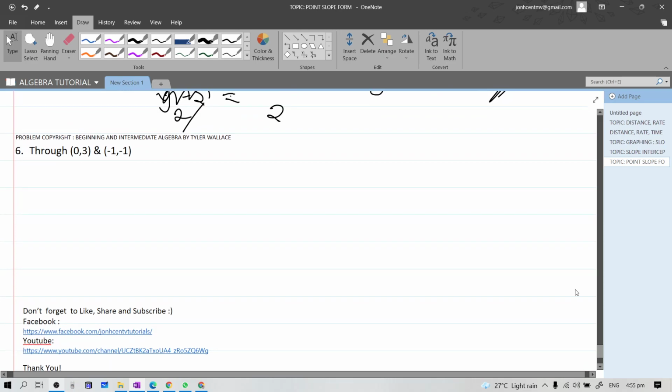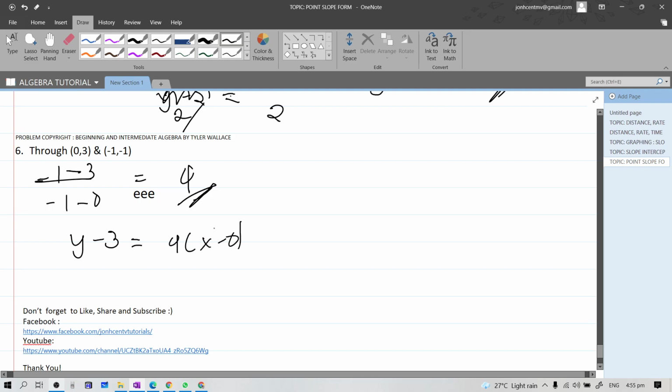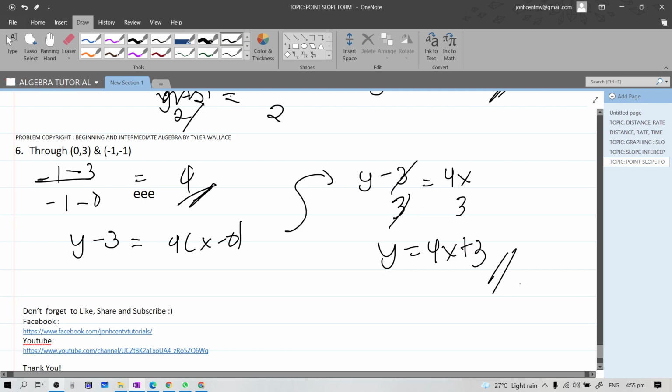Next, or lastly, we have (0, 3) and (negative 1, negative 1). Negative 1 minus 3 over negative 1 minus 0. That will give you 4. That will be your slope. Okay? So, y minus 3 is equals to 4 times x minus 0. So, that will give you y minus 3 is equals to 4x. Then add 3. y is equals to 4x plus 3. So, this is the answer.